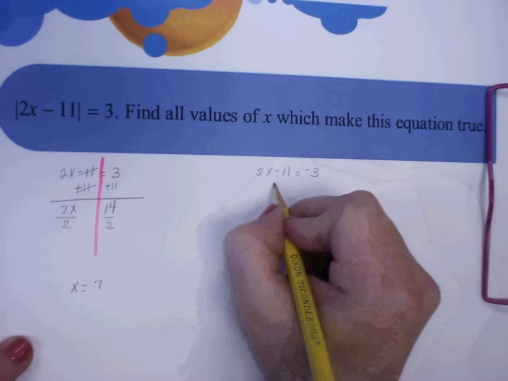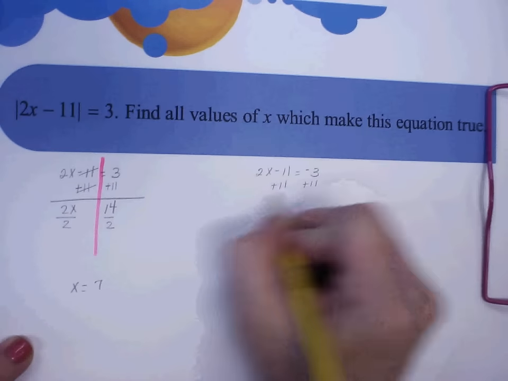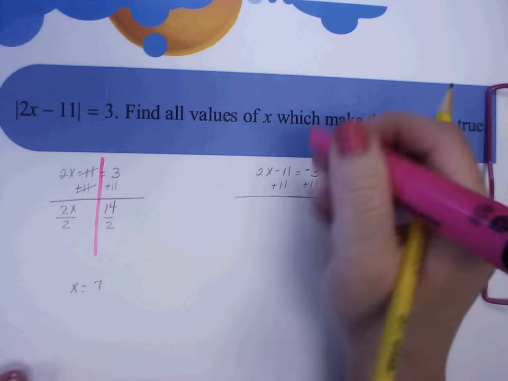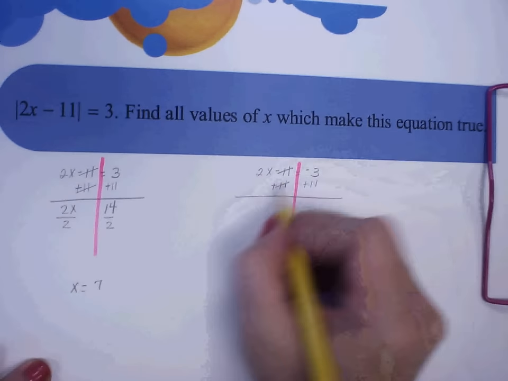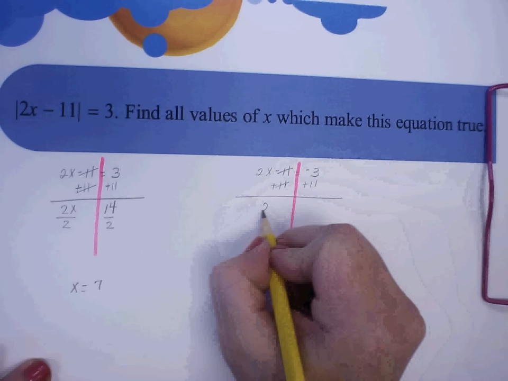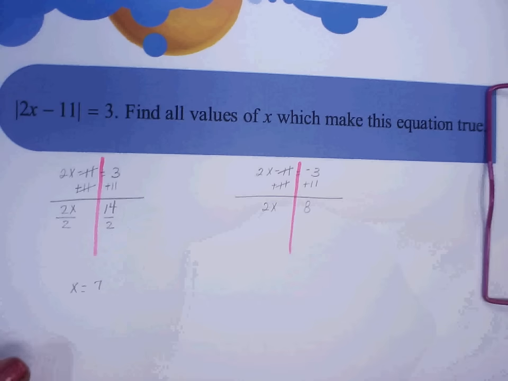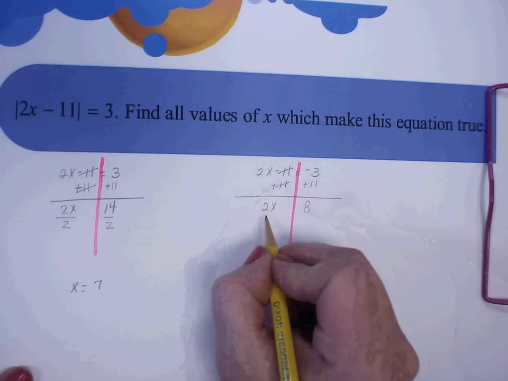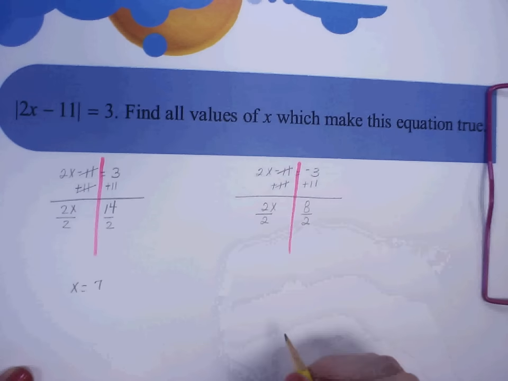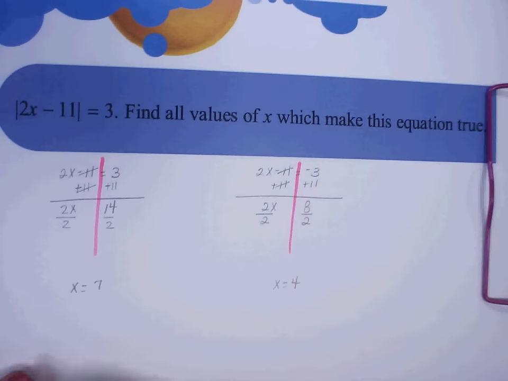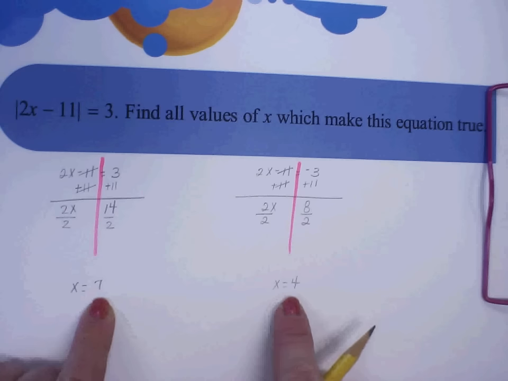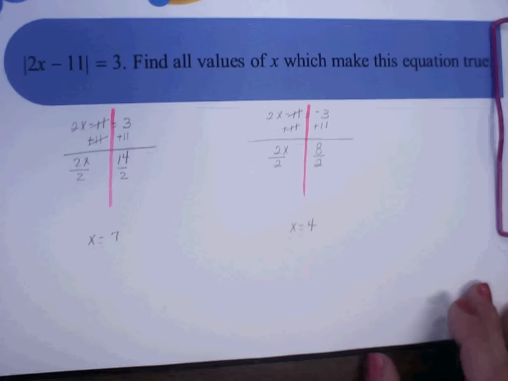Now for the next one it's the same steps. This one is plus 11. So this would be 0. And this is 2x equals -3 plus 11. You've got to take them away because they are opposite signs. And that would be divided by 2, x equals 4. So in this equation, the value of x could be equal to 7, but it could also be equal to 4.